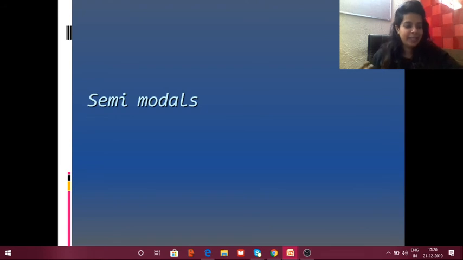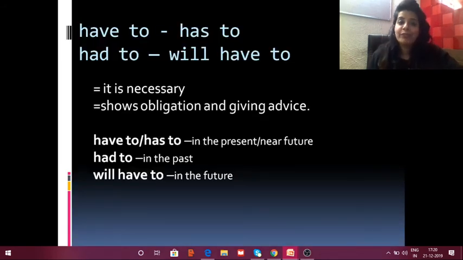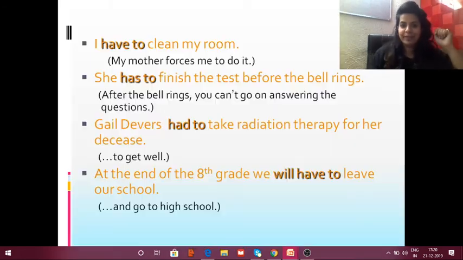And now let's quickly understand what are semi-modals. Have to, has to, had to, will have to. Now semi-modals are not completely modals, but they do play a role of modals. This means something which is necessary. It also shows obligation and giving advice. For example, has to and have to is used in the present or near future, had to in the past, and will have to in the future.